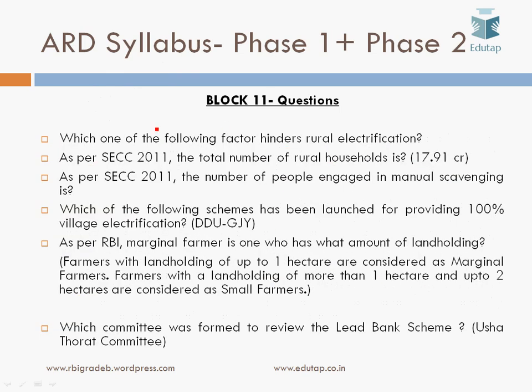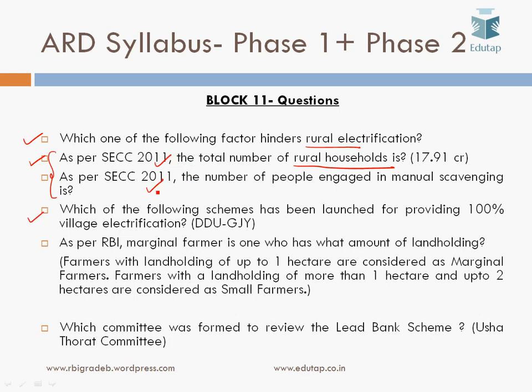Right, let's see another question. There was one question on which one of the following factors hinders rural electrification. There was another question, in fact there were two questions based on the Socio-Economic and Caste Census. The first question was the total number of rural households as per SECC and the number of people engaged in manual scavenging as per SECC. Again, both are factual questions and based on current affairs.